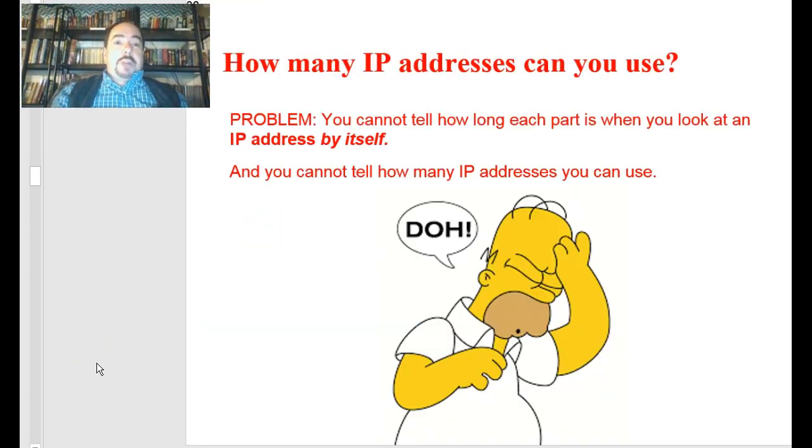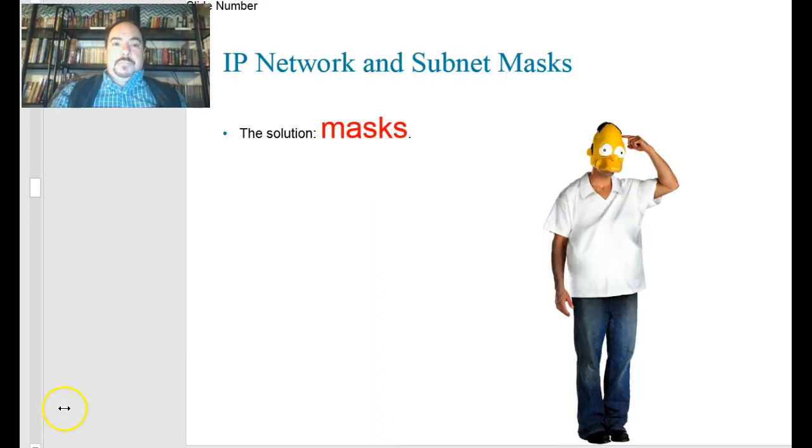Like I said, we have a huge problem. Just by looking at an address like 192.168.1.1, you have no idea which part belongs to the network, which part belongs to a subnet, which part belongs for host addresses to be assigned. You just can't tell. There is a solution, though. The solution has everything to do with Halloween. How appropriate is this? Masks.